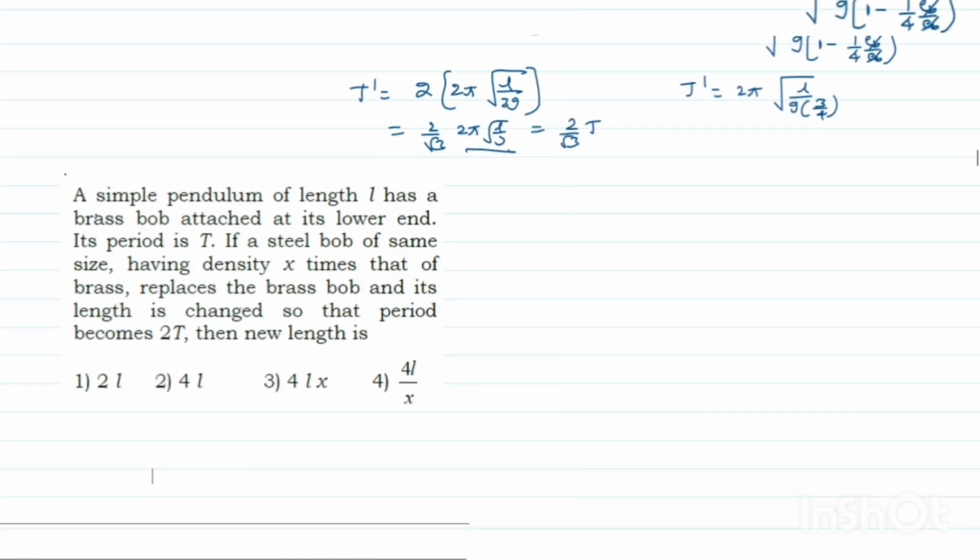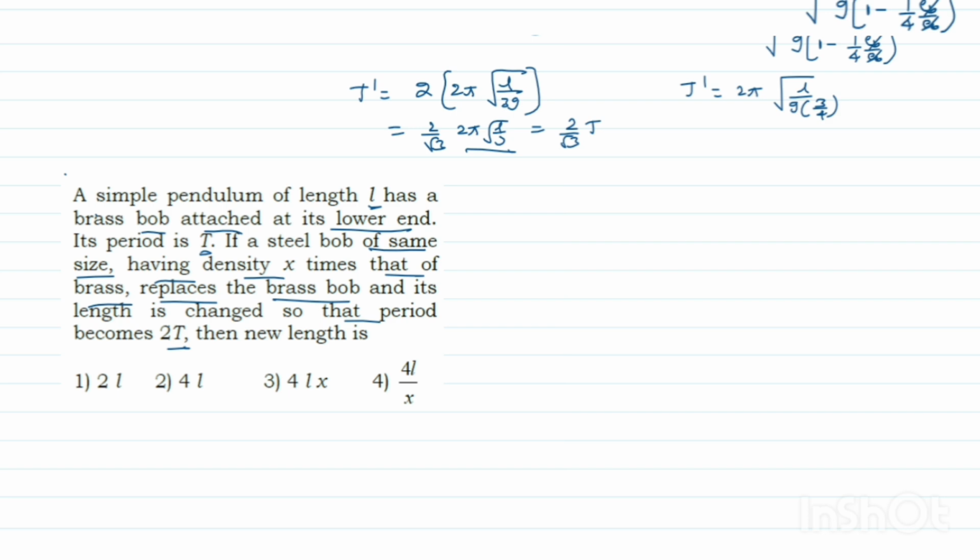Let us see the next question. A simple pendulum of length L has a brass bob attached at its lower end, and its time period is given as T. If a steel bob of the same size, having density x times that of the brass, replaces the brass sphere and its length is changed so that the period becomes 2T, then the new length they are asking.